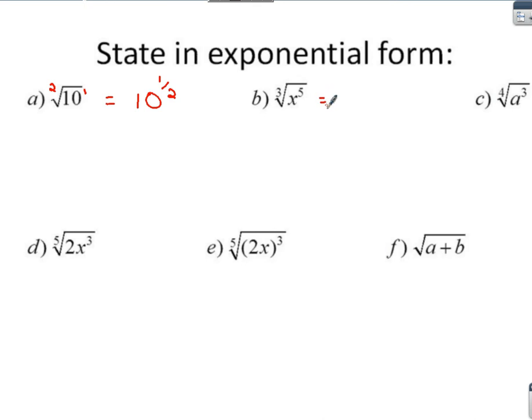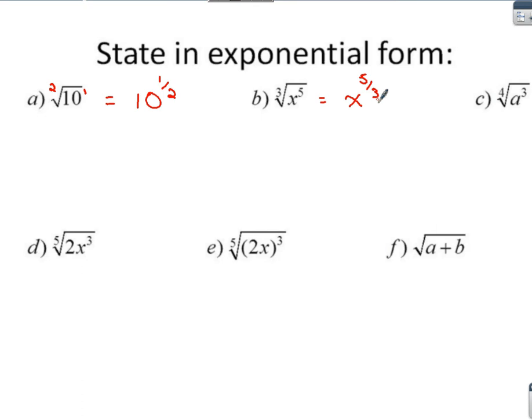In a similar fashion on part B, here we've got the cube root of x to the 5th. Well, x will be my base when I set up the exponential form. The fractional exponent will consist of a numerator of 5, since that was the power on the x, and a denominator of 3, since that was the index on the radical.